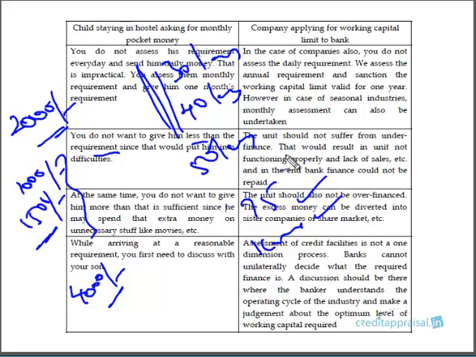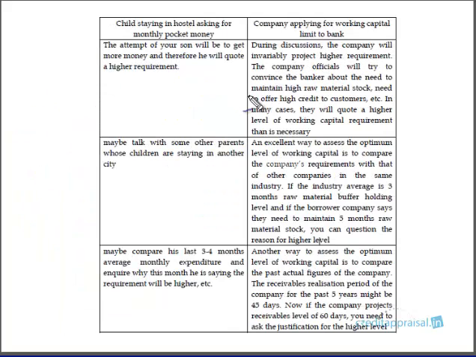See, if the unit does well, the bank repayment will be done promptly. If the unit doesn't run properly, the bank is going to be affected. Your repayment is going to be affected. So yes, overfinance is not good, but at the same time, you should also ensure that there is no underfinance. So one more analogy is, the child will always be trying to quote a higher requirement.